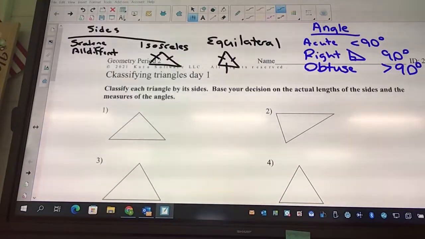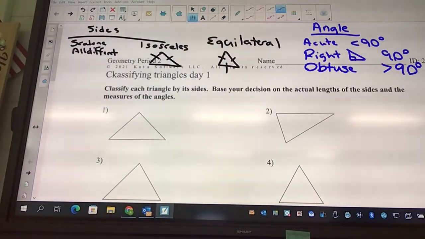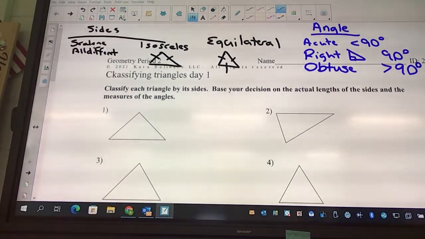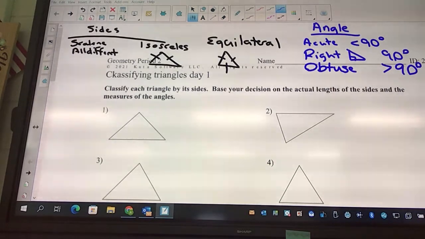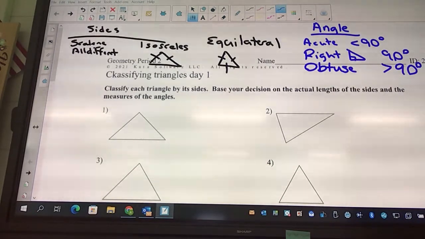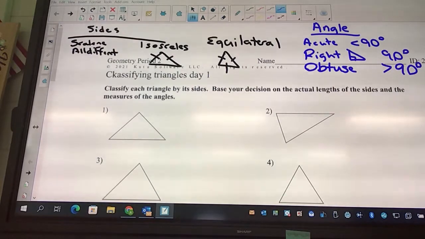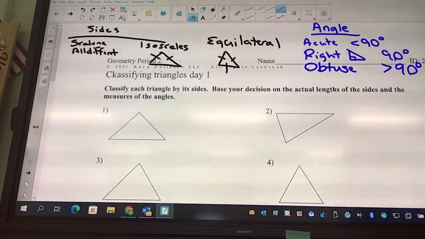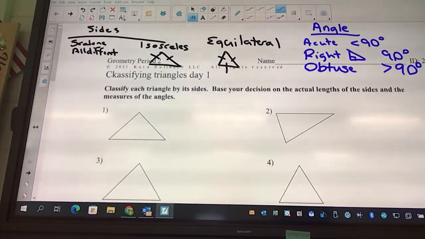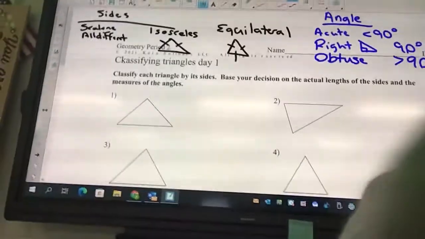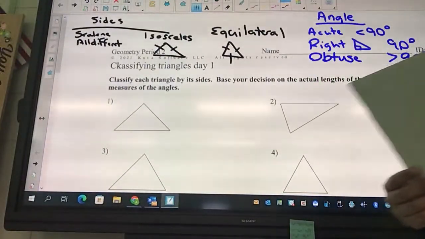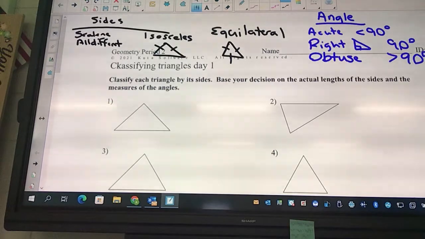Okay, so classify each triangle by its sides. Base your decision on the actual lengths of the sides and the measures of the angles. So what does number one look like? Does it look like all three sides are the same, or different? They look the same, so then what would it be? Well, they all three got to be the same. So what do we think it looks like?